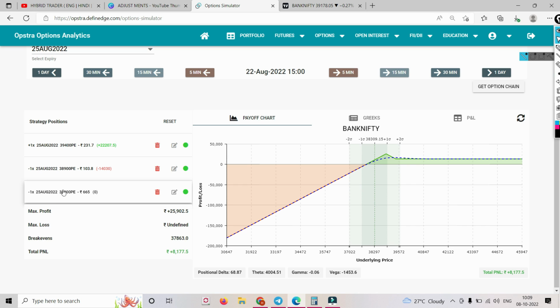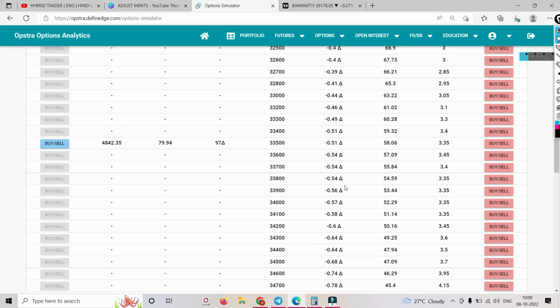So how to convert this? I have 38,900 two sold positions. So I have the 500 spread difference, so I'll go for 38,400. I'll buy 38,400 to convert this to a butterfly.